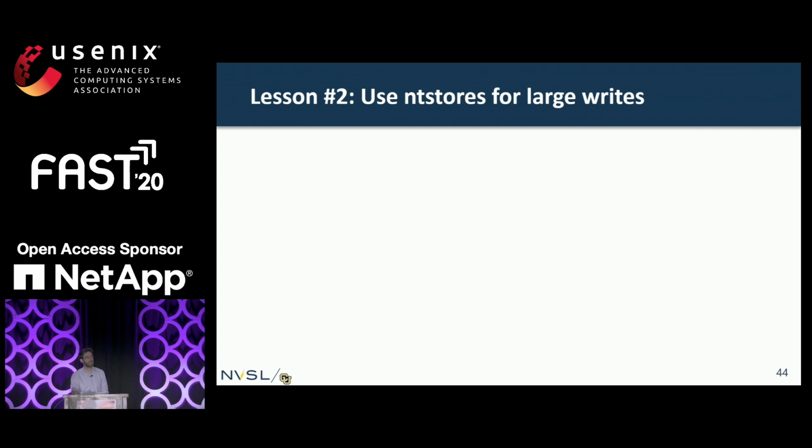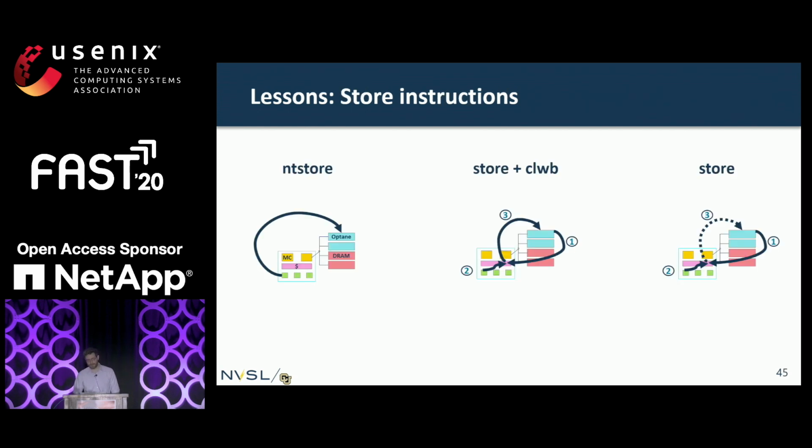So the next lesson is to use non-temporal stores for large writes. There are really 3 ways for us to write to Optane media. The first is a non-temporal store. This non-temporal store bypasses the cache hierarchy and is issued directly to the backing DIMM.